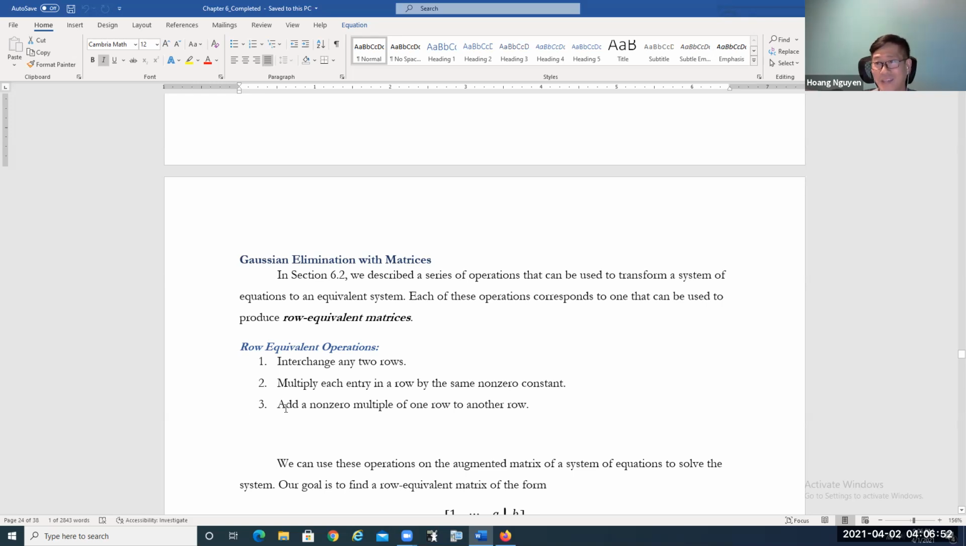The third row-equivalence operation, which we did earlier but now apply with a matrix, is to add a non-zero multiple of one row to another row. Earlier, you might multiply the second equation by -2 and add the result to the first equation. That's the third row operation. So you multiply a row by some non-zero number and add it to another row to produce an equivalent matrix.